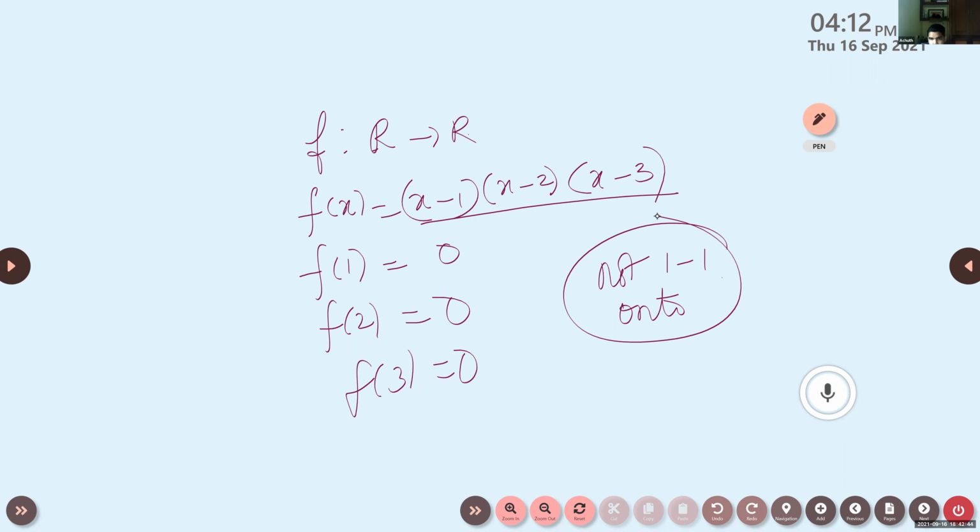Ma'am, is there any method of proving it is onto, or should we think and understand? Either you can think and understand, or you can put f of x equal to y. We have learned one lengthy method there. Put f of x, you open it, you will get a cubic polynomial equal to y.